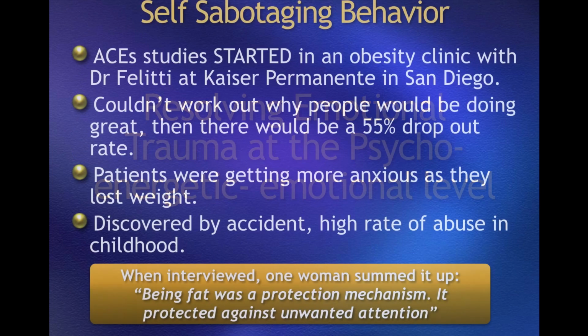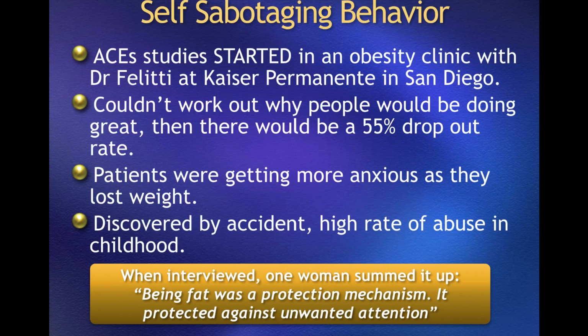But what should we be doing at the emotional level? It's interesting that the original ACEs study started in an obesity clinic in San Diego, and people couldn't work out why they were having a huge dropout rate in this obesity clinic. It was Dr. Felitti, one of the original ACEs people, and he could not figure out why patients were getting more anxious as they were losing weight, and then 55% dropping out. So they surveyed the group and found out by accident that they were reporting a high rate of abuse in childhood. Now this was an obesity clinic, 100 pounds plus overweight.